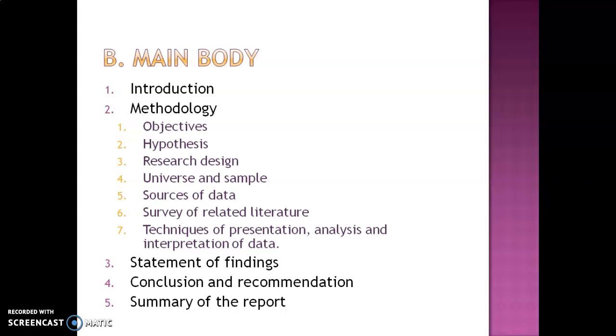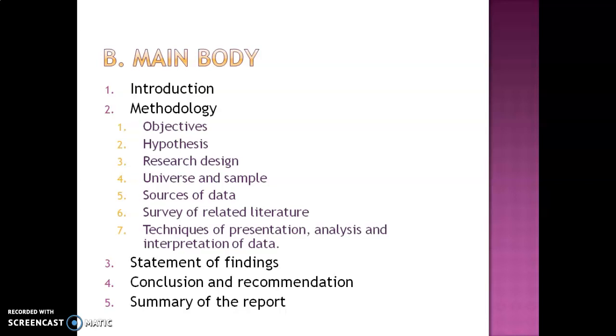The next part is the statement of findings. The findings are the results of the study. They tell us what the study was about and what the result of the study was. All these things are included in the statement of findings. All the relevant results must be mentioned in the findings.